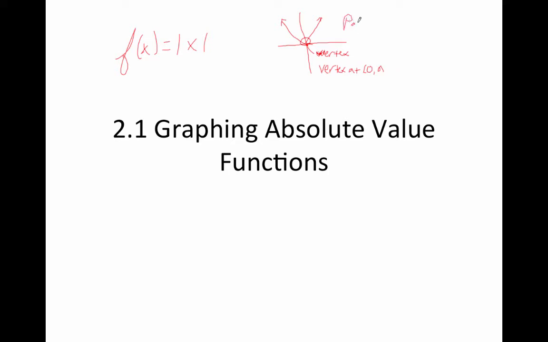So this is the parent graph of an absolute value function. Notice it's shaped like a V. I always remember that, V for absolute value. And what I want to do is get a little bit more precise than we got in the last chapter with shifts, to try to get a more accurate picture of what the graph of an absolute value function looks like if we're given its equation.